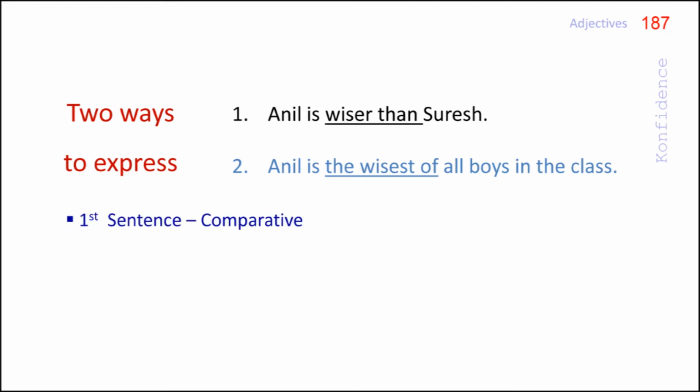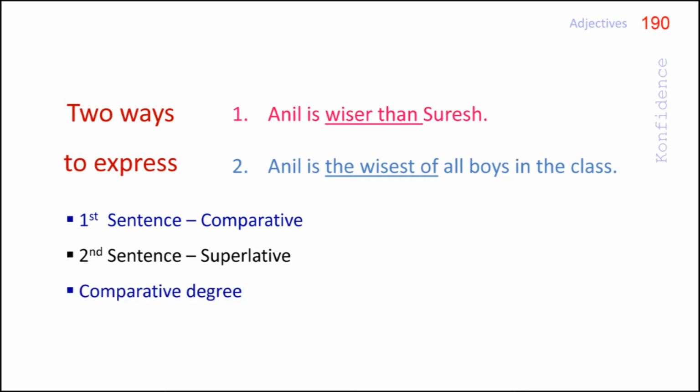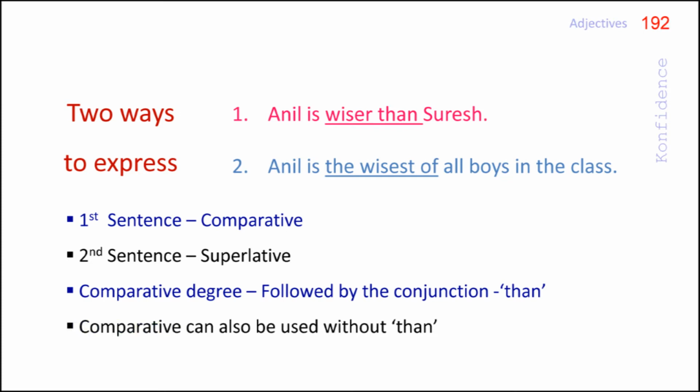The first one is comparative and the second is superlative. Note the word than in the first sentence. The comparative degree is generally followed by the conjunction than. But the comparative can also be used without than. How? By slightly changing the sentence like this. Anil is the wiser of the two boys.